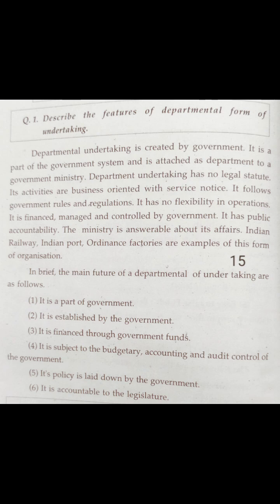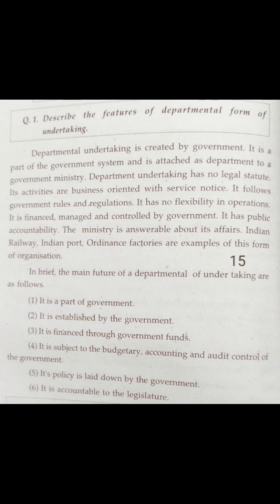It has no flexibility in operations. It is financed, managed and controlled by the government. It has public accountability. The ministry is answerable about its affairs. Indian Railways, Indian Ports, Ordnance factories are examples of this form of organization.